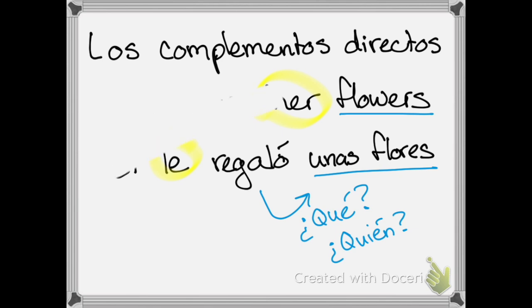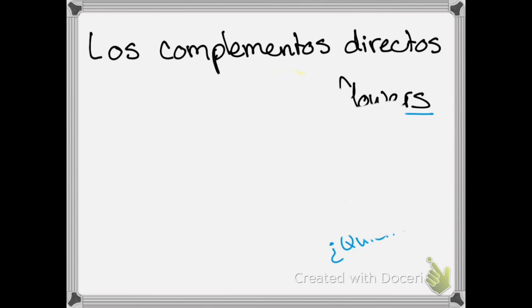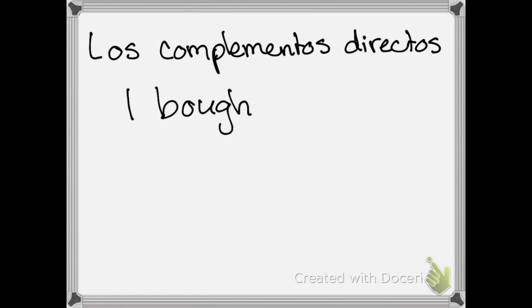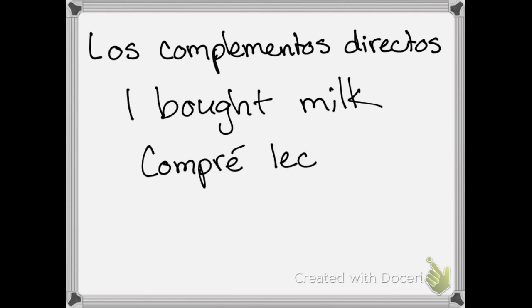Let's do another example. I could say, for example, I bought milk. Que en español es compré leche. Okay, so my verb here is compré, I bought. Compré qué? What did I buy? ¿Qué compré? La leche. So leche becomes my direct object.